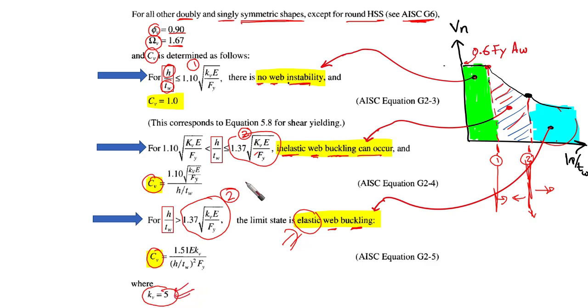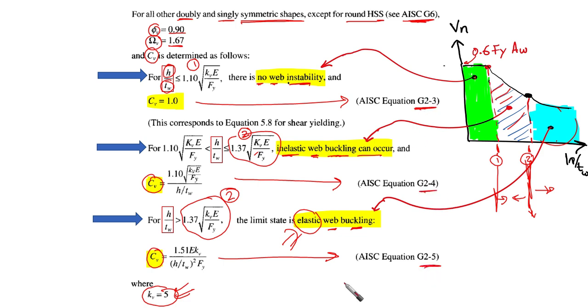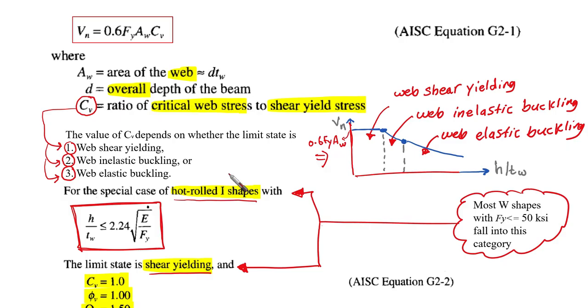And you are going to find these equations for CV in chapter G of the specification, equations G2-3, 4, 5. So we have CV here, and you can tell that here CV is 1. It is similar to the case of exactly the hot rolled shapes. It is 1 also. Why? Because we are here.